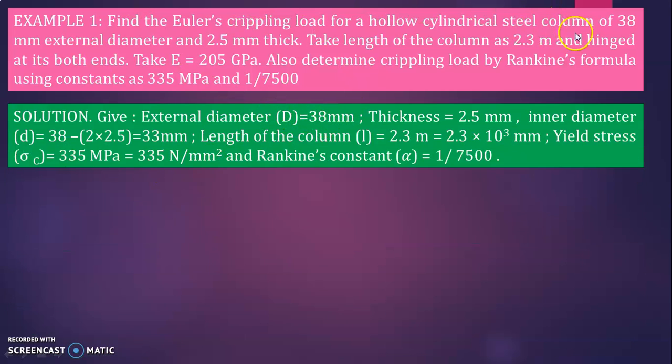External diameter is given, that is 38 mm. Thickness is given, 2.5. How can you calculate internal diameter? That is capital D minus small d, with thickness.